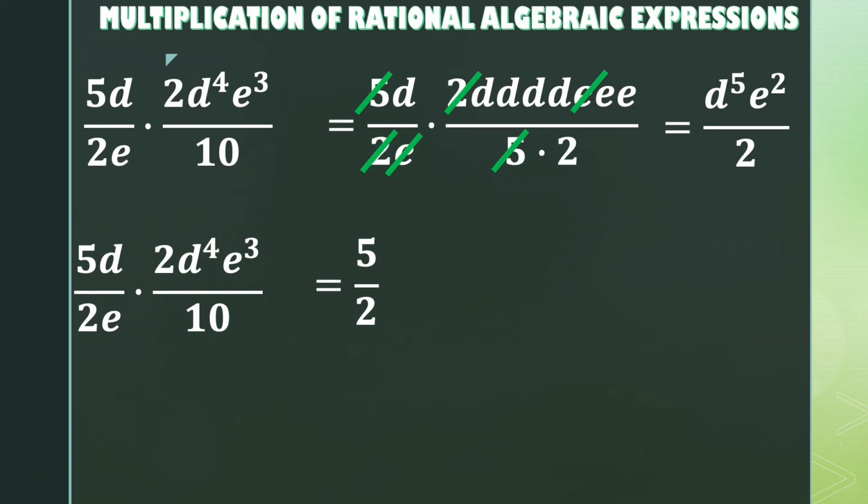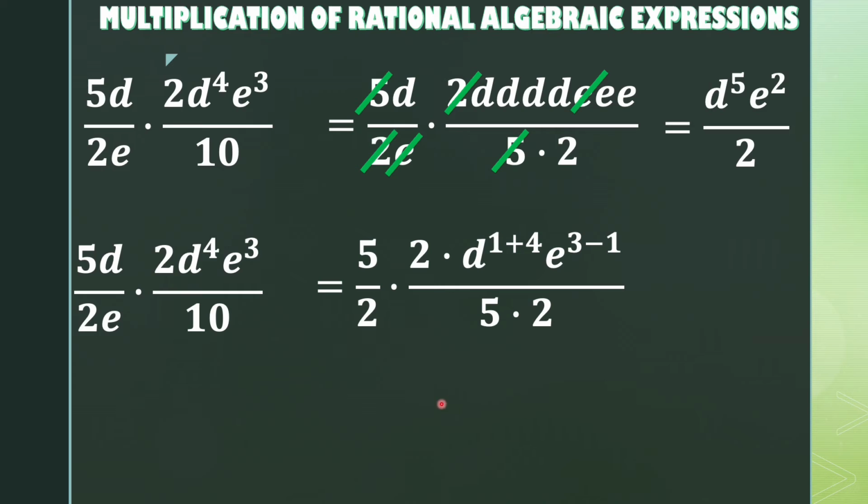Okay po. Times 2 over 5. Then, yung d natin dito. So, since d, ito meron tayong 1. Saka meron tayong 4 dito. Using the laws of exponent, i-add natin siya. So, 1 plus 4, ito po yun.